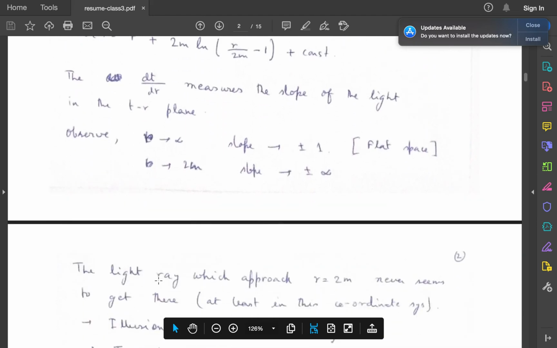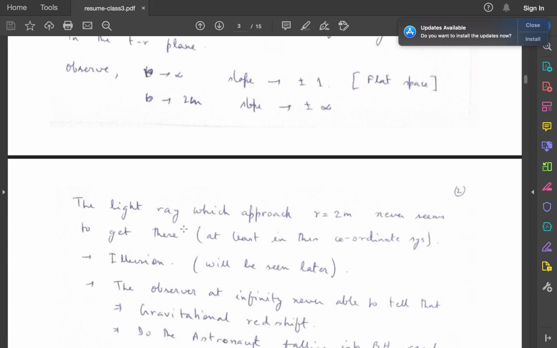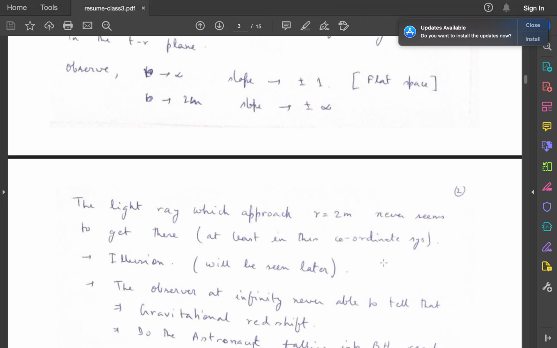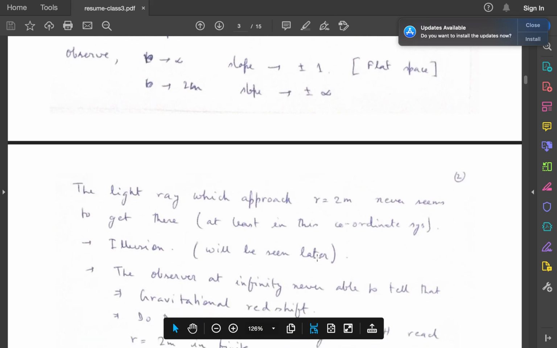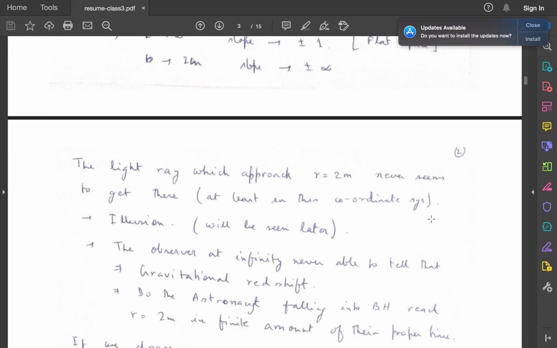So before doing that, what does this tell us? The light rays which approach r equal to 2m never seem to get there, at least in this Schwarzschild coordinate system. The light ray will approach, however, this is an illusion. We will see later how we can see that.